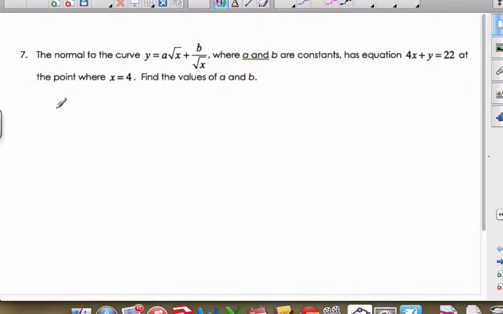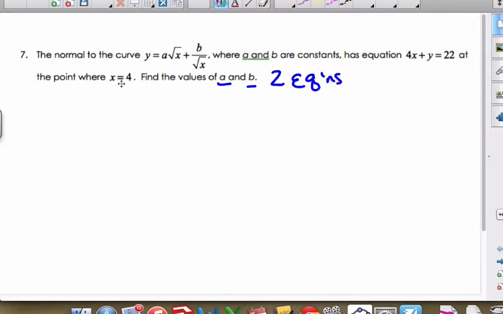Okay, in this problem here, we have the normal to this particular curve, where A and B are constants, is equal to this situation here at the point x equal to 4. We're asked to find the values A and B. First thing I notice, there's two variables, so therefore I'm going to need two equations.